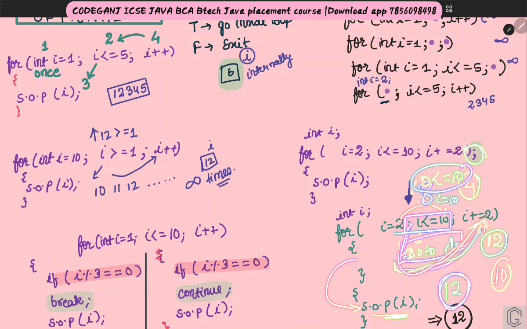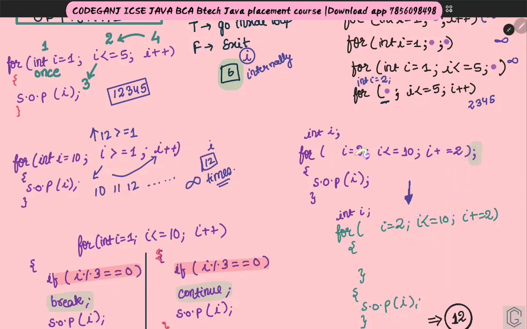Many of these students know that a semicolon will create an empty loop, and what they will think is, okay, it went from 2 to 10, and outside it will come and it will print 10. No, because see what will happen here.